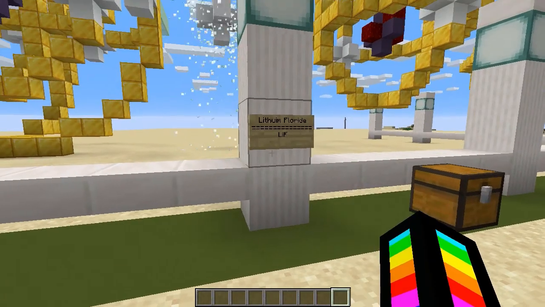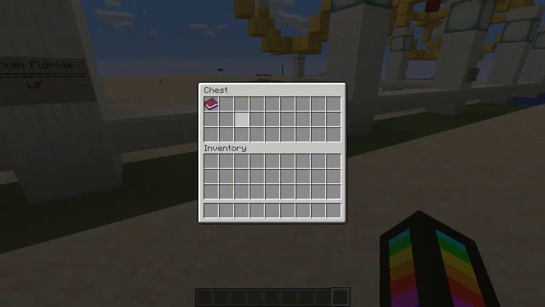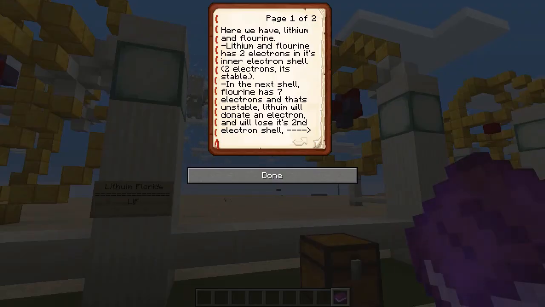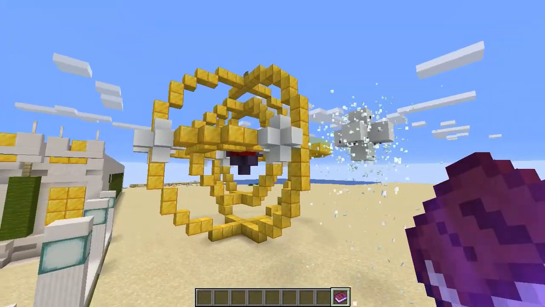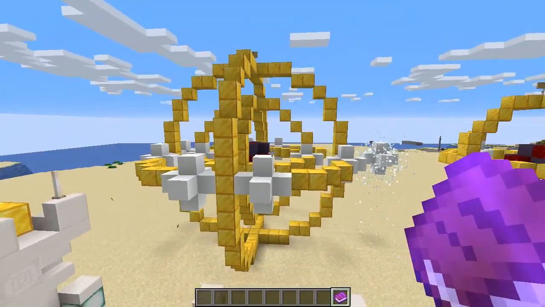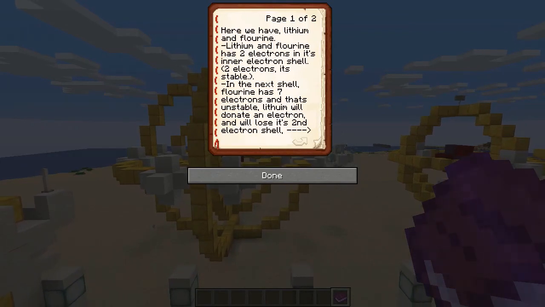And this is lithium fluoride, LiF. Here we have lithium and fluorine. This is lithium. This is a fluorine atom, nice and big. In its inner electron shell it has 2 electrons, so it's stable. In the next shell, fluorine has 7 electrons, and that is unstable.